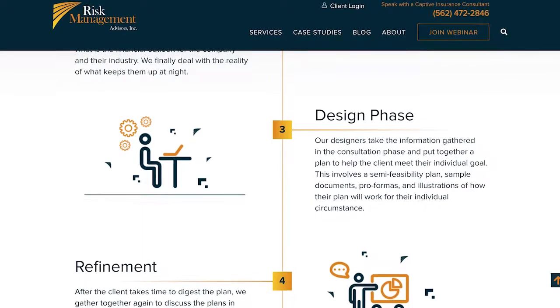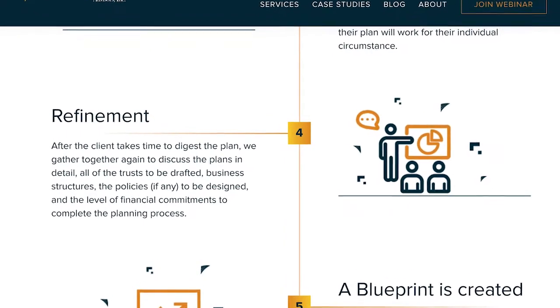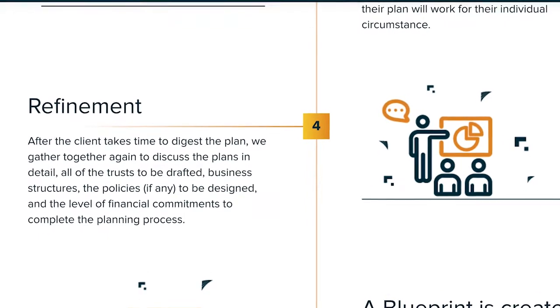So then we get into our refinement. During the refinement, the clients go through, they read, they digest all of the stuff we put together. Then we get back together and discuss the plan in detail, the policies, any changes we need to make, any capitalization requirement, so they understand the entire captive plan.